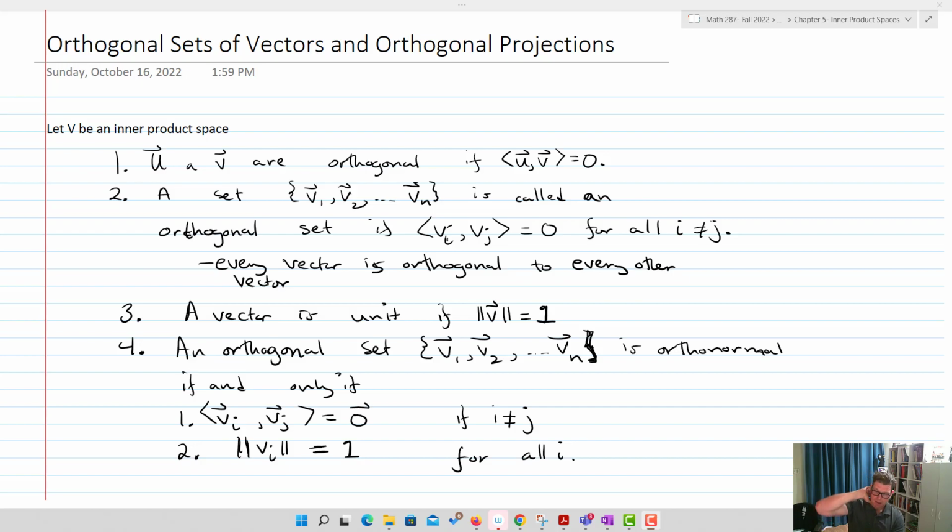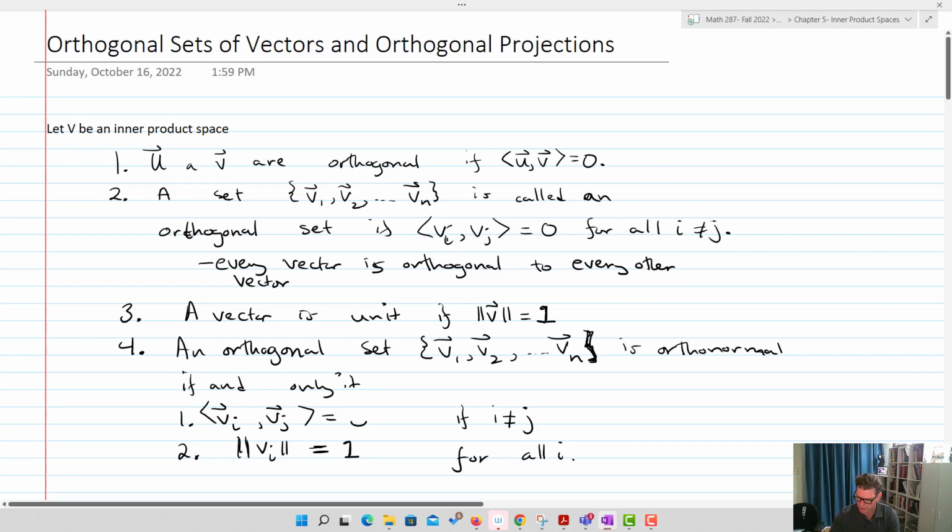A vector is called unit if the norm of the vector is equal to 1. Okay, so we've got a unit vector if the norm is equal to 1. And an orthogonal set, v1 through vn, is orthonormal if and only if each and every vector is orthogonal to every other vector. That's the inner product of vi and vj equal to 0, not the 0 vector, but just 0, as long as we're not taking the inner product of something with itself. And for every vector, the norm is equal to 1, for every i. There are no restrictions on this. Every single i is going to equal 1.